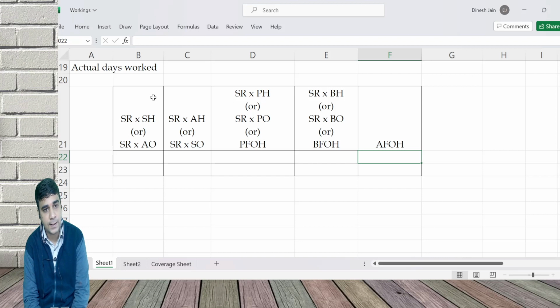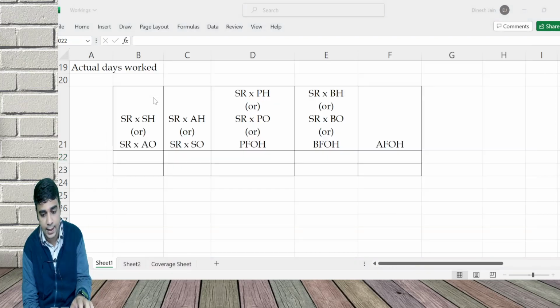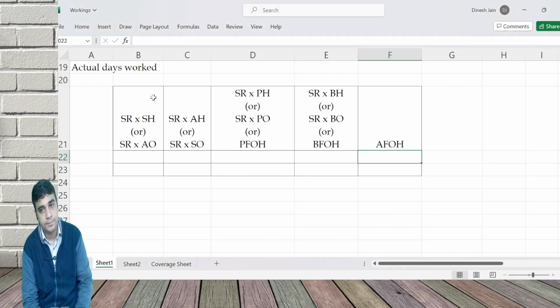This is a question with calendar variance. So a problem can be with calendar variance, or without calendar variance. Accordingly, you have to do the table. Any doubts on this? Can we proceed?